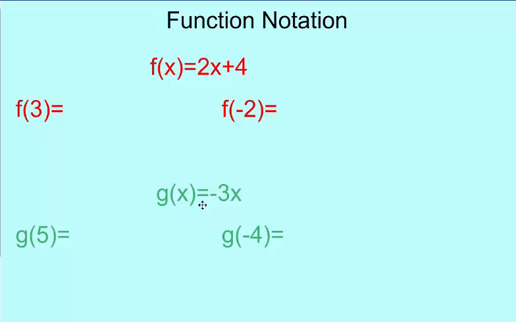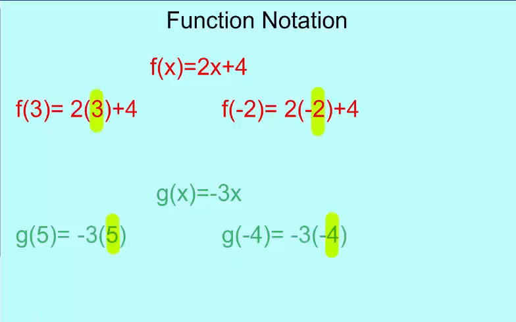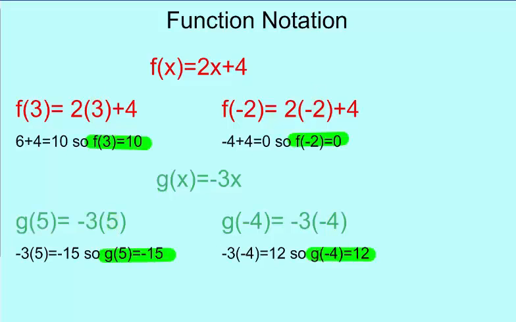Same thing down below. We have g of x equals negative 3 times x. So we know that this 5 will get plugged in for x in the g function, and that negative 4 will also get plugged into x in the g function. The first step is simply to plug in those values into x. Once the value is plugged in, we just go through and solve.